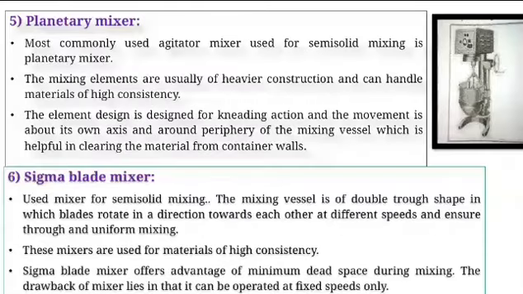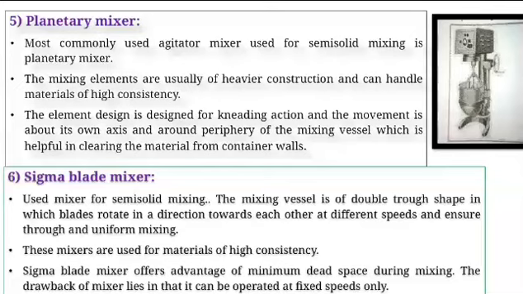Next is the planetary mixer. The most commonly used agitator mixer for semi-solid mixing is the planetary mixer. The mixing elements are usually of heavier construction and can handle material of high consistency. The element is designed for kneading action, and the movement is about its own axis and around the periphery of the mixing vessel, which is helpful in clearing the material from container walls.